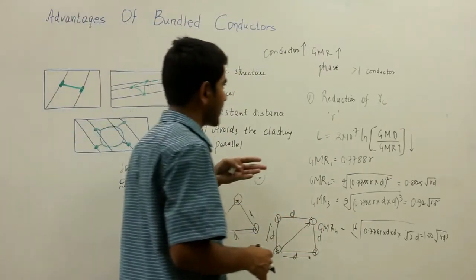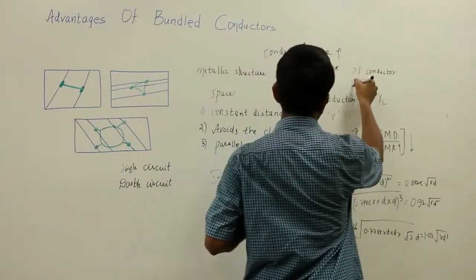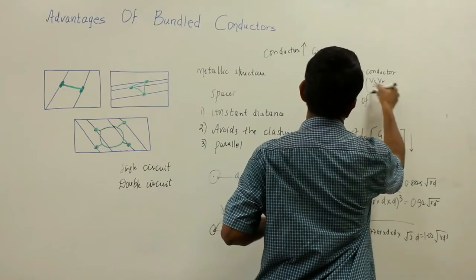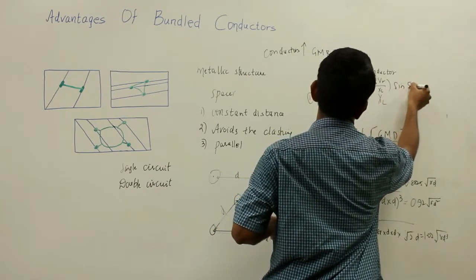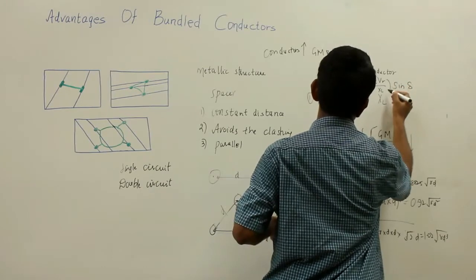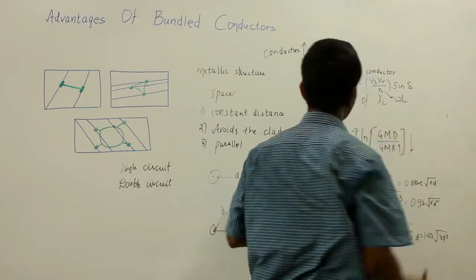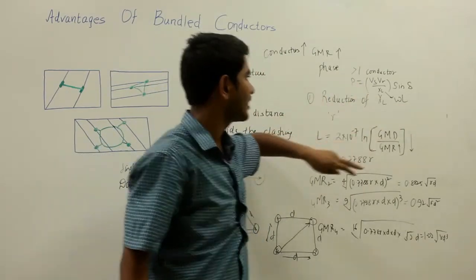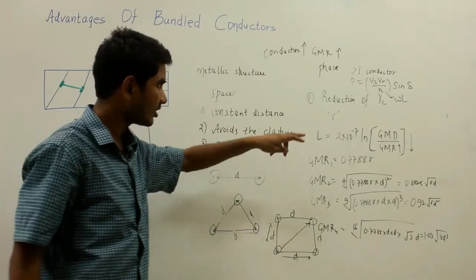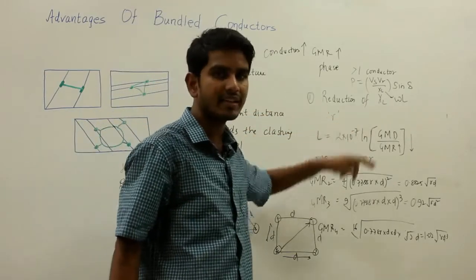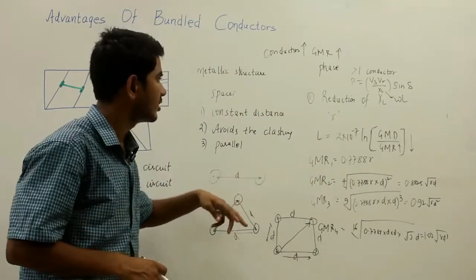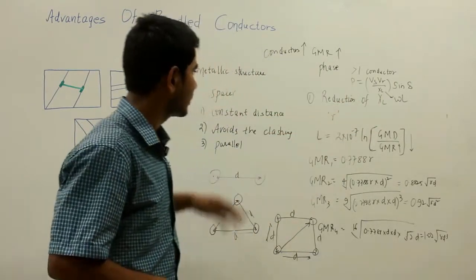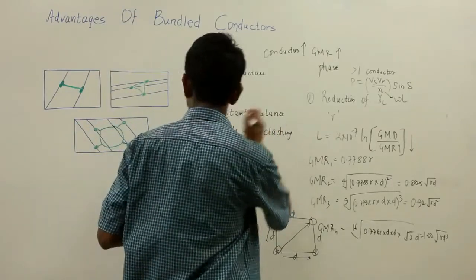So the maximum power transfer capacity is given by, the power will be equal to Vs Vr by XL into sine of delta. So as this XL, which is omega L, is decreasing, the maximum power transfer capacity of the line increases. And the other advantage is, as the reactance of line decreases, the voltage regulation improves. So basically, reduction in the line inductance has these two major advantages. Now let's move to the second advantage.